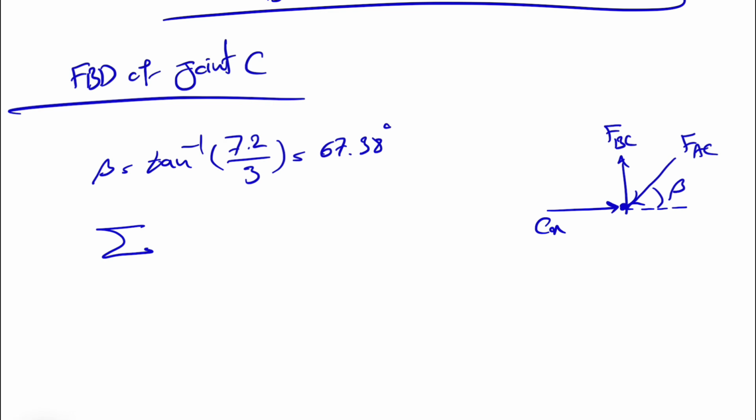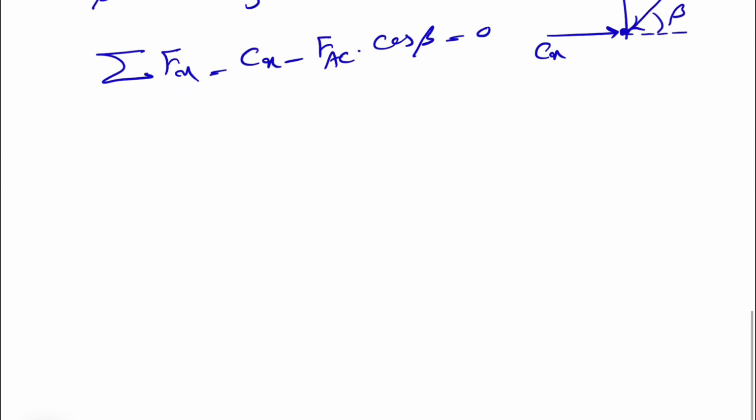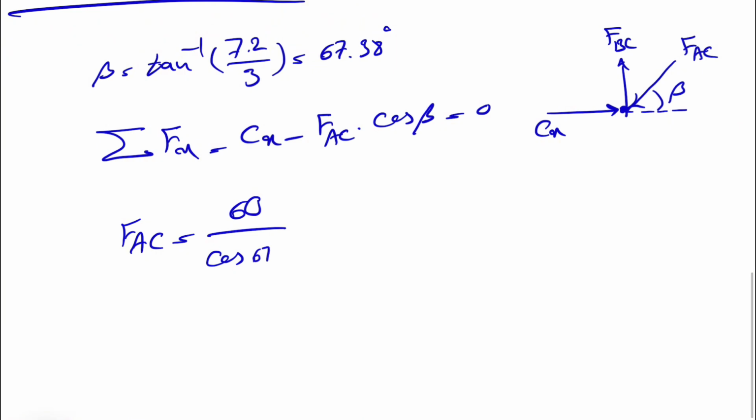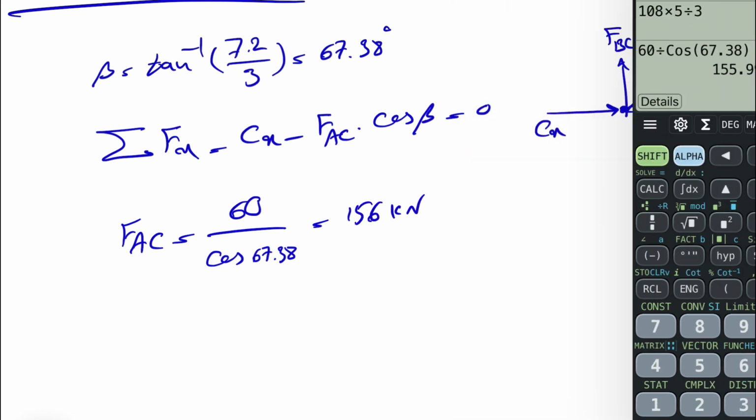Now we have beta. We can do our Fx and Fy. So if we do our sum of all forces in x direction, we have Cx minus FAC cosine of beta is equal to 0. We figure out Cx from the first step. Cx is 60. So FAC would be 60 over cosine of 67.38. So we have 60 divided by cosine of 67.38, and that's going to be 156 kilonewton.